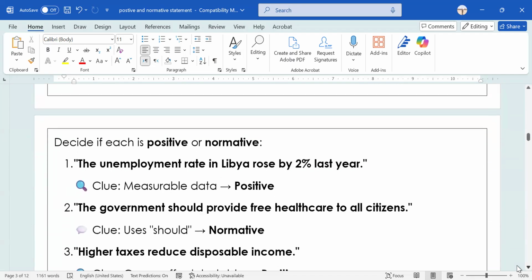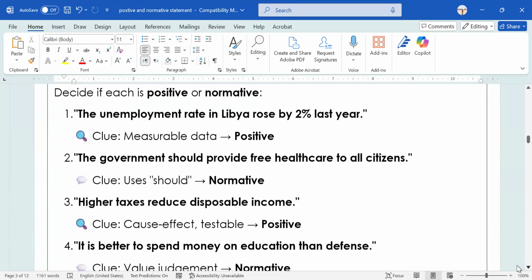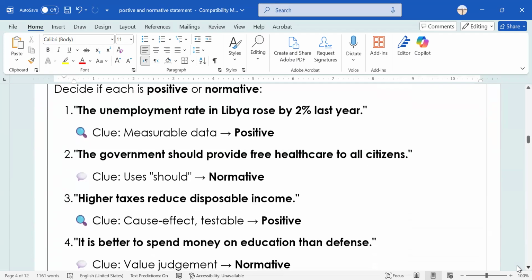So let's see. The first statement: the unemployment rate in Libya rose by 2% last year. It's very obvious you have the 2%, the unemployment rate rose or increased by 2% last year. So there is measurable data. Therefore, it is a positive statement. Second, the government should provide free healthcare to all citizens. The word is should. Obviously, it is a normative statement.